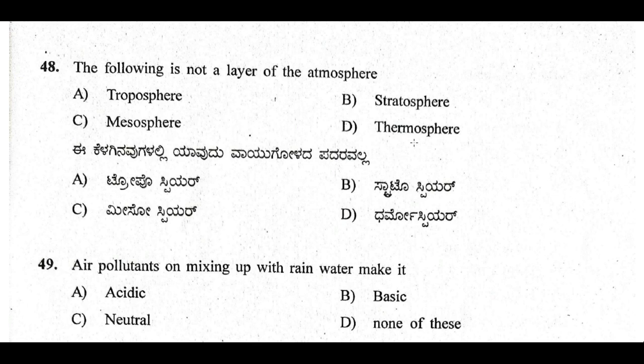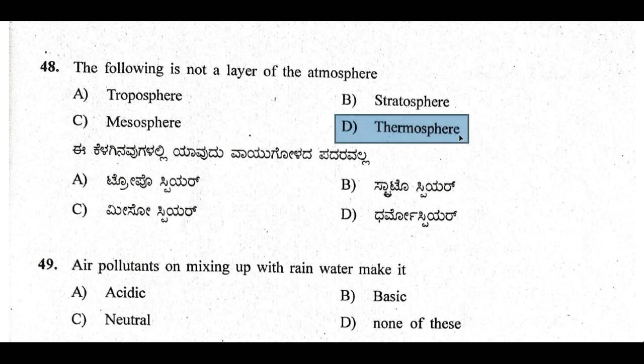Actually, the atmosphere is composed of layers based on temperature, and these layers are troposphere, stratosphere, mesosphere and thermosphere. So the last one is the thermosphere as per these temperatures. So we will go with option D, that is thermosphere.